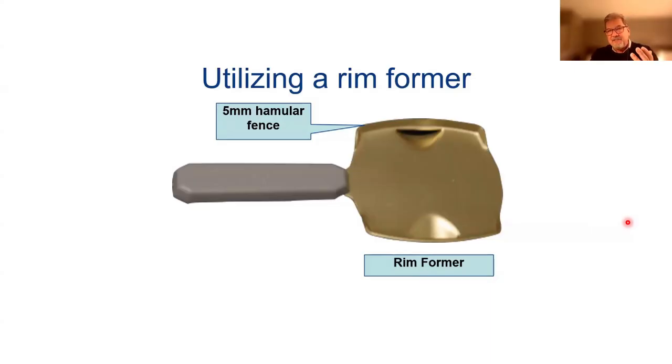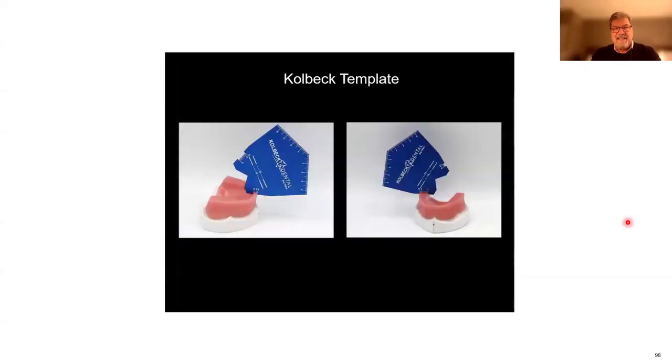Then we can utilize a rim former. That helps us contour the occlusal aspect of the occlusal rim. It's used in pretty much every dental office and every laboratory. A good friend of mine, Joseph Colbeck, came up with this template for making occlusal rims and for denture setups. There's a little slot here. It goes on the anterior section and gives you the exact measurement. It goes on the posterior section on the other side and gives you the exact measurement there.